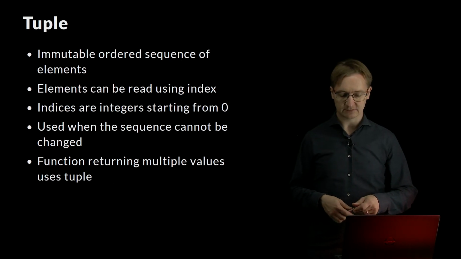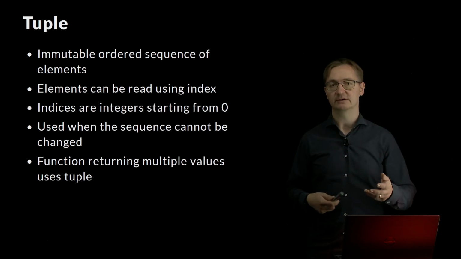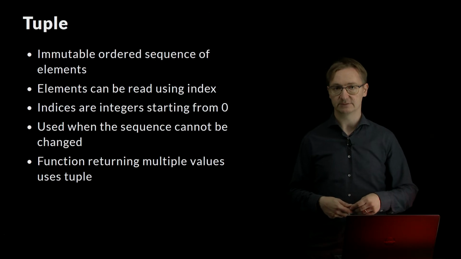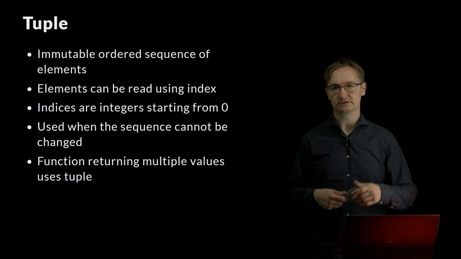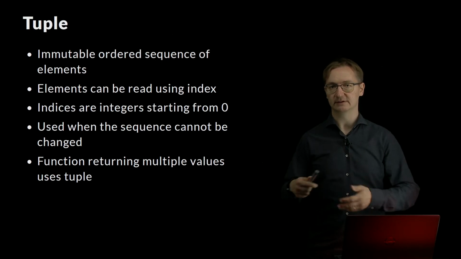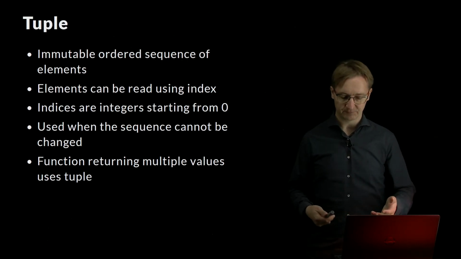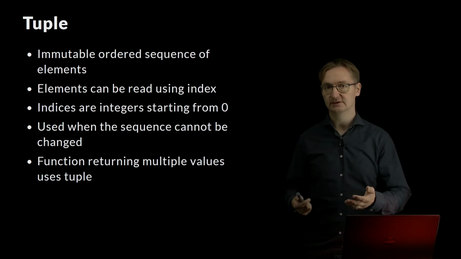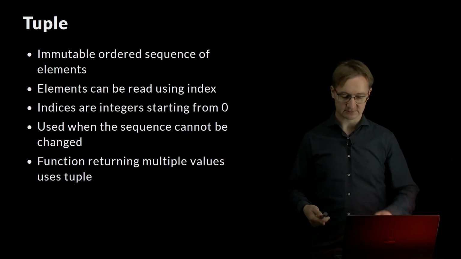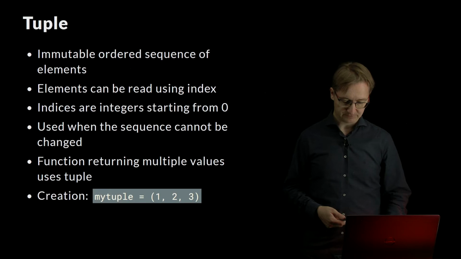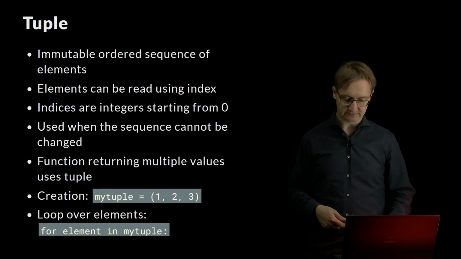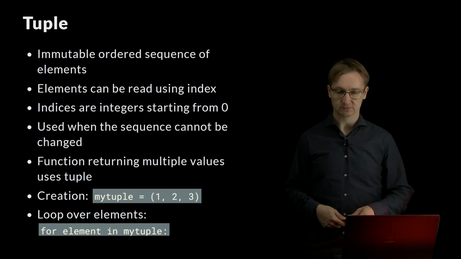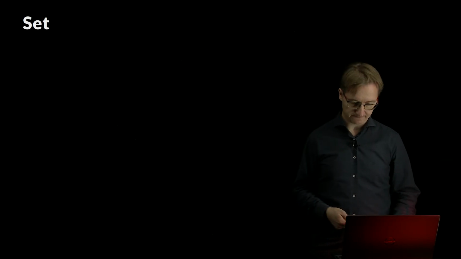Also, with the tuple, you have to know that because it's immutable, you cannot add elements to it. So for example, if I have a list of guests, I wouldn't use tuple for it because probably new guests can arrive. But of course, if it's already fixed, then I can use tuple because it cannot change anymore. To create, we can use parentheses, and to loop over elements, we can use just a regular for loop.